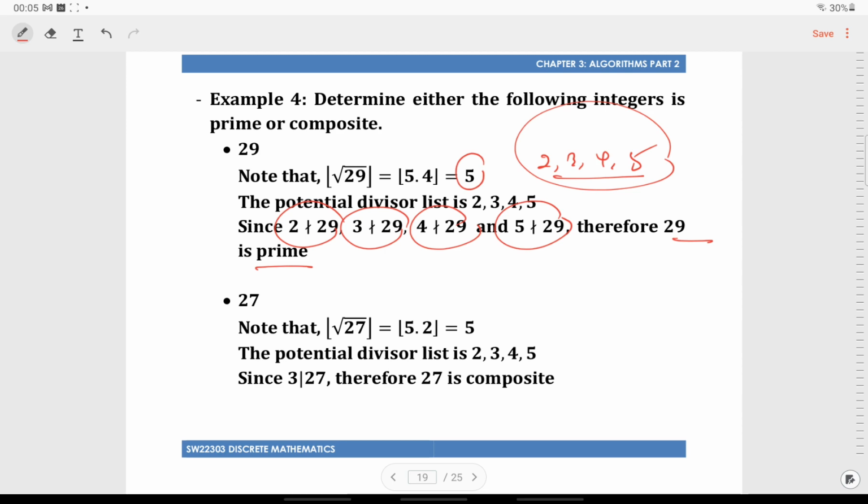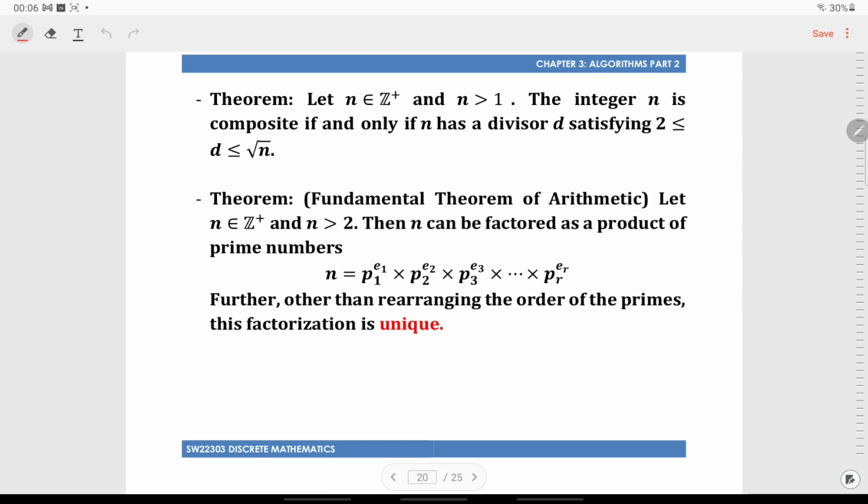So how about 27? For 27, we compute the floor of the square root of 27, and the value is equal to 5. So we list down all the numbers 2, 3, 4, and 5, and we try to divide 27 by these numbers. We notice that 27 is divisible by 3, because 27 divided by 3 is equal to 9, which is an integer. Because of that, we conclude that 27 is a composite number.